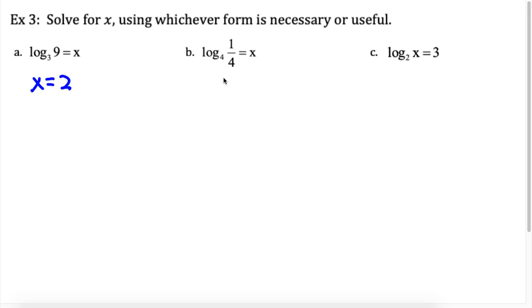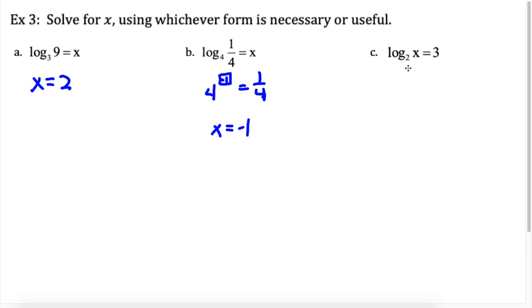For this one, I want to think 4 to what power equals 1/4. Well, this one might not be as immediately obvious, but we want to think, I want to get this 4 to the denominator and leave it alone. To do that, we would want an exponent of 1 in the denominator. So to bring it to the denominator, I would need an exponent of -1. That means in this case, x would equal -1.